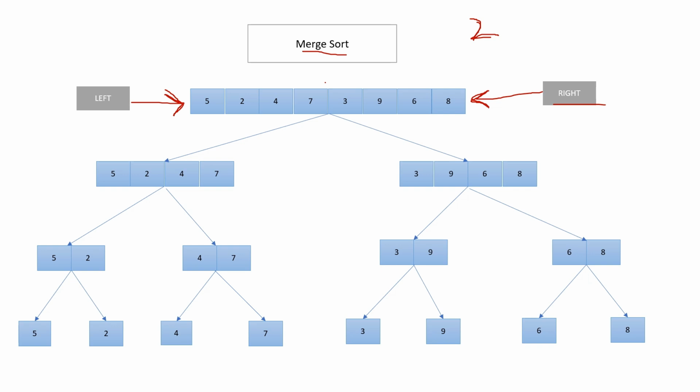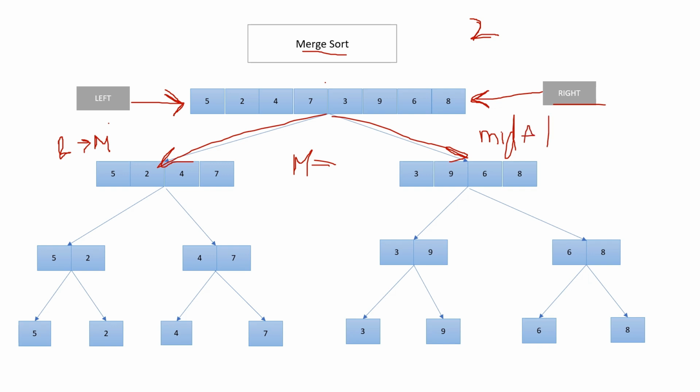We are dividing the array into two parts, and we create a mid variable which stores the mid value of the array. So I call merge sort again for further dividing. I call the merge sort function from L to M, and next I call merge sort for the right-hand side, which goes from mid plus 1 to the right.